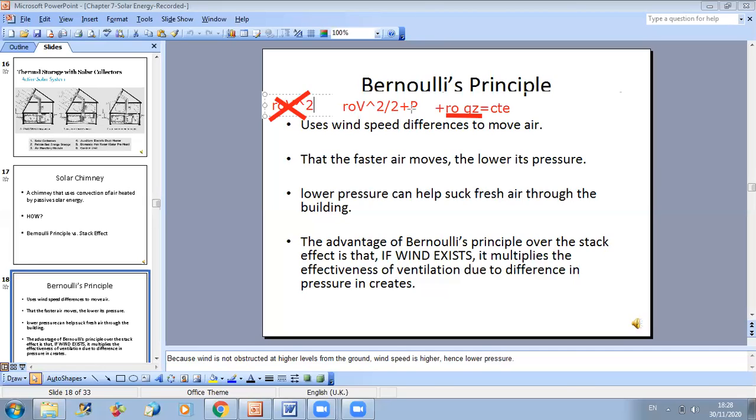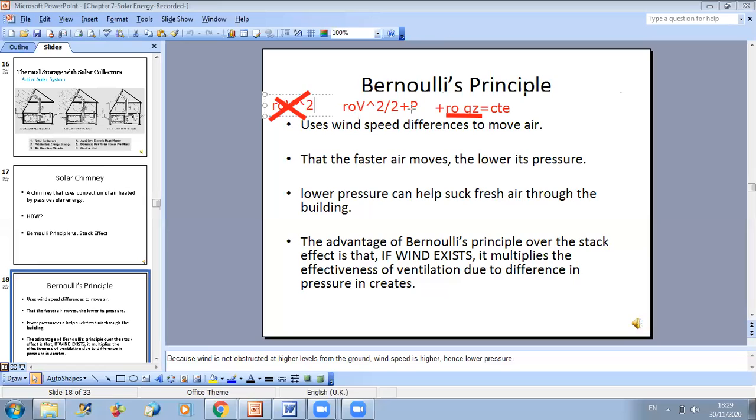Okay. So you can mainly benefit from Bernoulli's principle in case you have wind. So due to wind effects, you can have circulation of air in your space in a simple way. Now, because the faster air moves, the lower will be its pressure, and lower pressure can help to suck fresh air through the building.